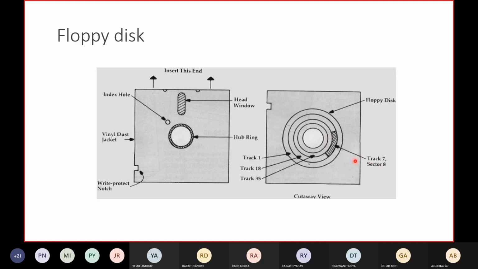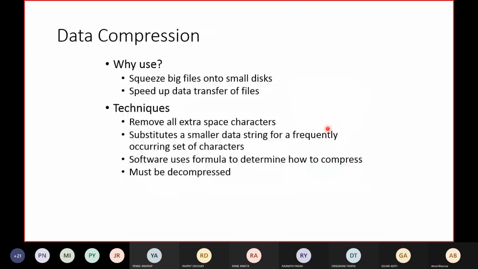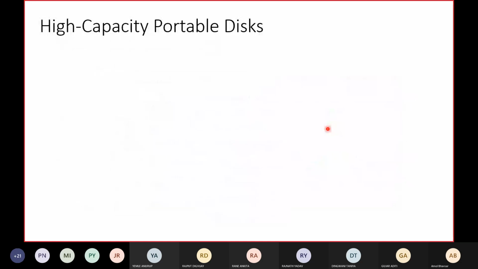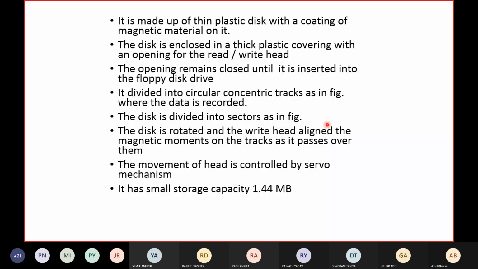Each track contains thousands of sectors. So the floppy disk contains tracks and sectors, and these are the sectors where the information gets stored. It is made up of a plastic disc with a coating of magnetic material on it. So just like magnetic tape, we are using a magnetic coating on the plastic disc. Only the thing is that this is circular in nature, unlike the strip in magnetic tape.